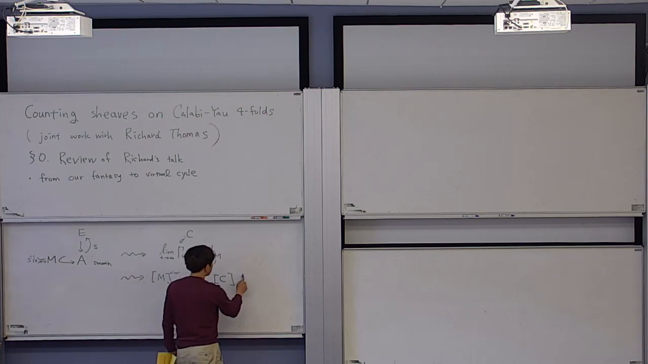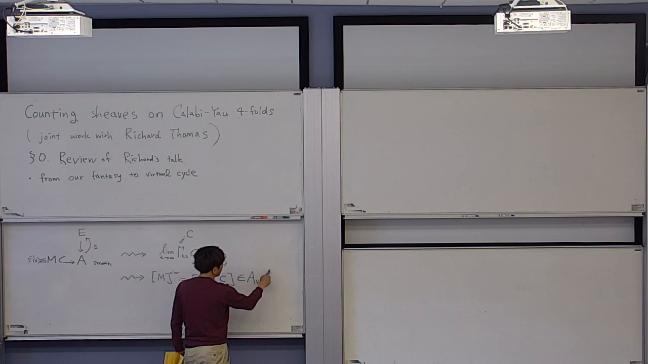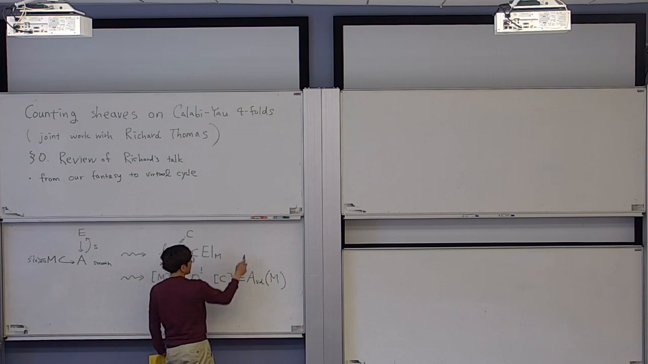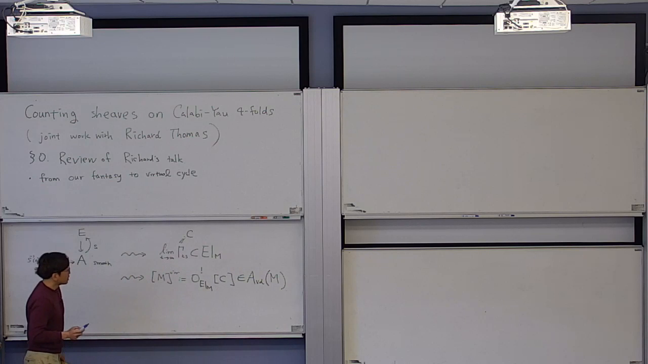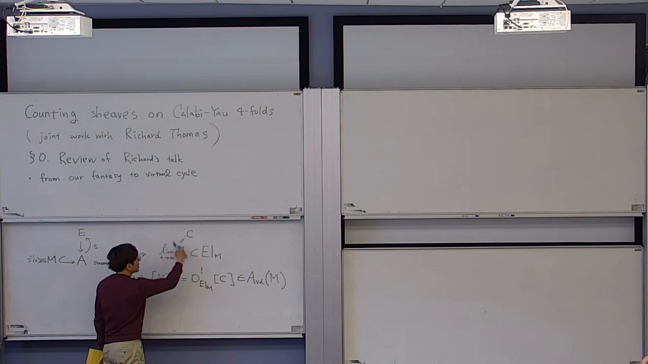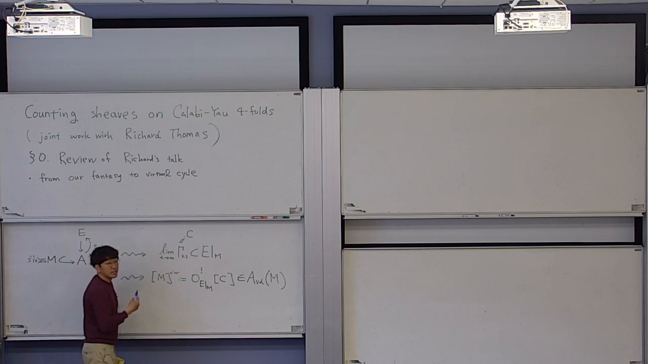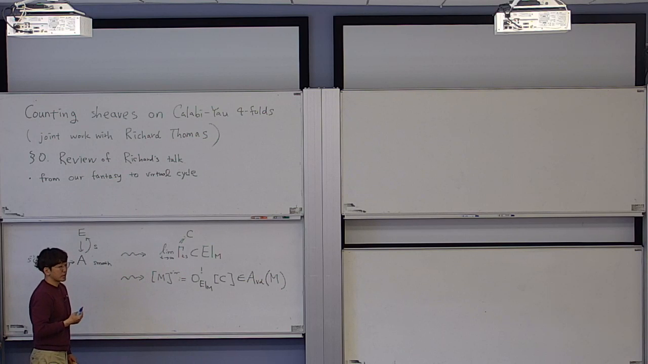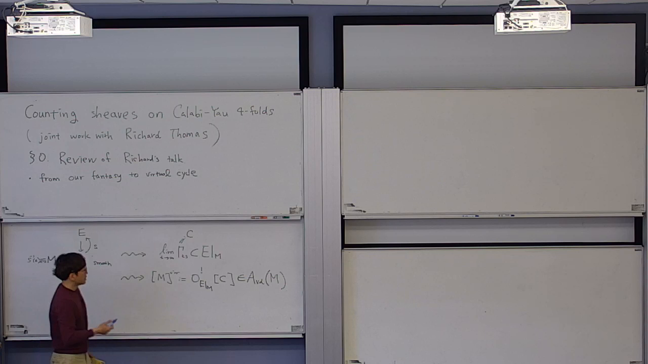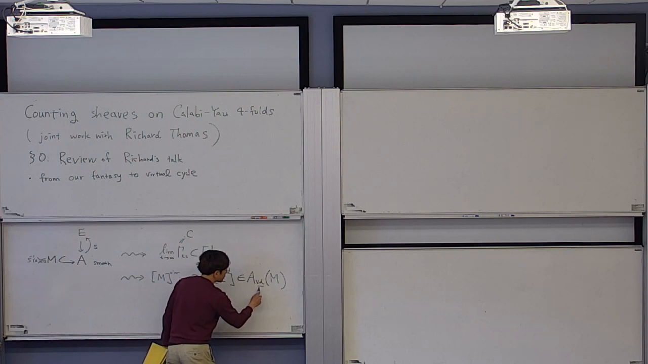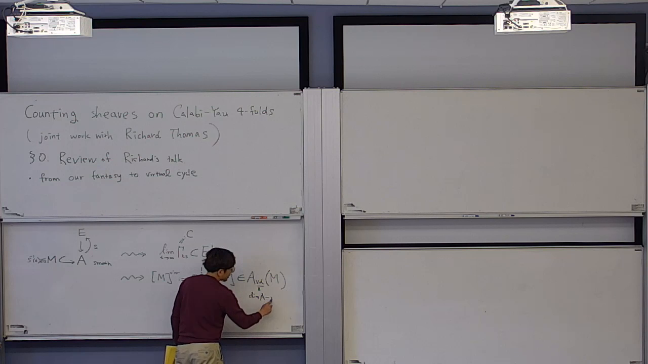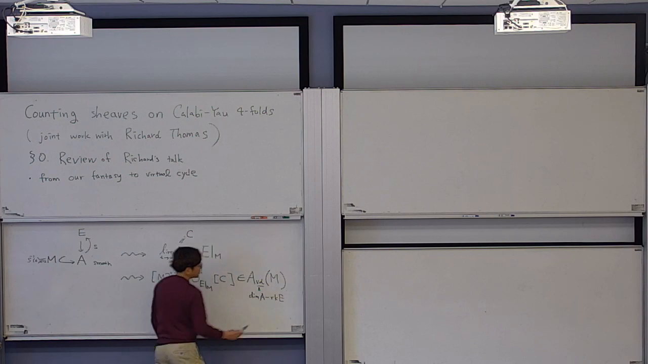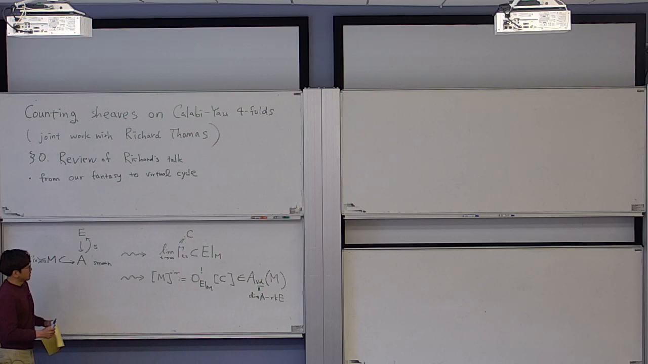Then this lies in the Chow group of the virtual dimension of M. Here, C is this limit cone. So this virtual dimension was the dimension of A minus the rank of E. Okay.